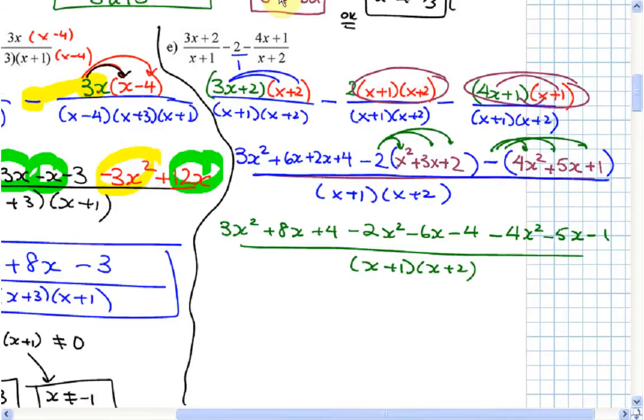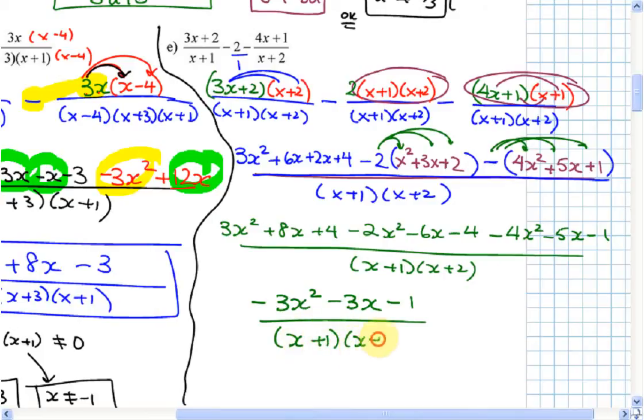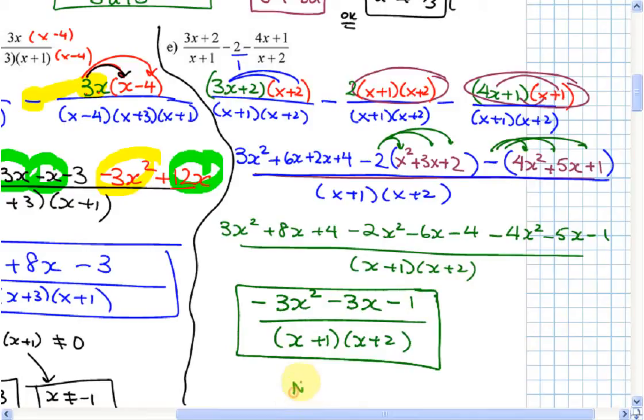Okay? Here to see if everything's okay. 3x squared minus 2x squared minus 4x squared, that's negative 3x squared, yes or no? Then 8x minus 6x is 2x minus 5x is another negative 3x, yes? 4 minus 4 is 0 minus 1, that's what I've got. Is that what you've got? Yep. What are your non-permissible values? -1 and -2. Good. X can't be equal to -1. X can't be equal to -2.